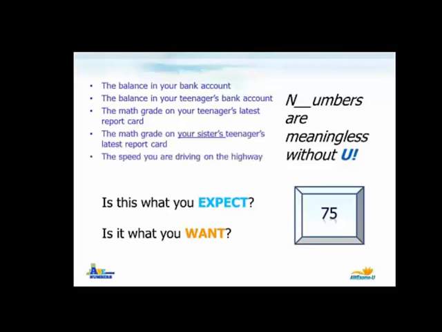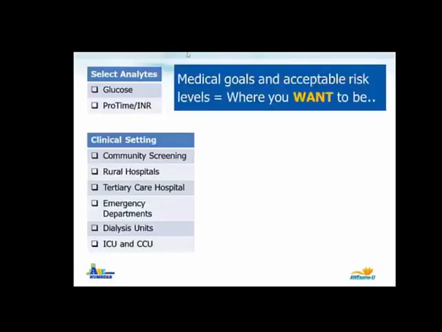The speed you're driving on the highway. That 75 now suddenly has a totally different meaning if you're south or north of the Canadian border. The speed you're driving in a school zone. The recent mean of your glucose QC sample. Again, that has a different meaning if you're north or south of the border, but once you know what you expect and what you want, it's very easy to look at where you are and see if that's where you want to be and if that's where you expect to be.